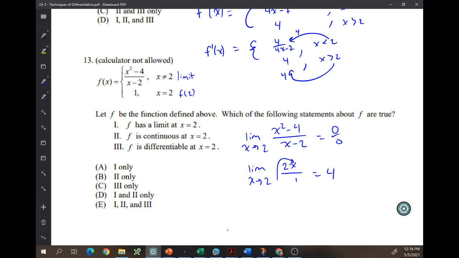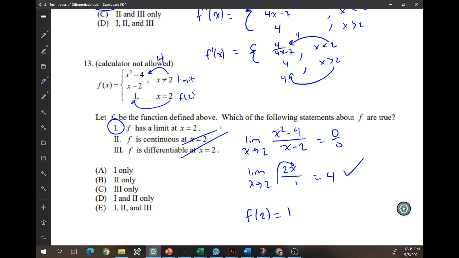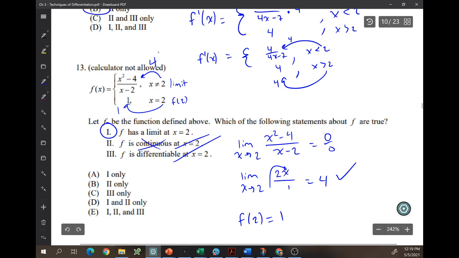So the limit as x approaches 2 is 4, but f of 2 is equal to 1. So f does have a limit, it's 4, but f is not continuous, and since it's not continuous, it's not differentiable. How did I know it wasn't continuous? Because here when I plugged in 2, I got 1. Here when I plug in 2, I get 0 over 0, but it's the limit, so the limit was 4. I'm not going to put 0 over 0, I'm going to put 4. Because 1 and 4 are not equal to each other, it's not continuous. And because it's not continuous, it's not differentiable, so I don't even have to worry about taking any derivatives. So my answer is A.